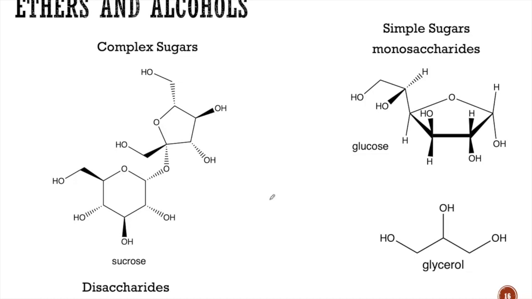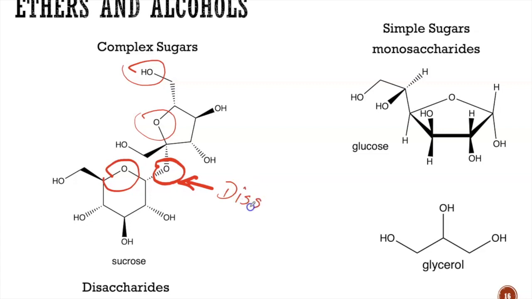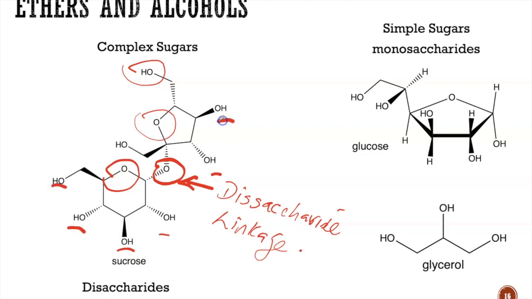And as you can see, there are only OHs and ethers. There's our ether. There's our other ether as part of a ring. Here is an ether bond. This is often called a disaccharide linkage in biology. So this is an ether linkage here. This is also an ether here. And all of these other functional groups here are all hydroxyl.